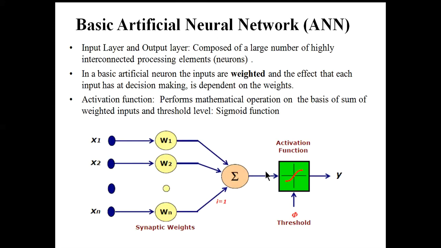Inspired from this fact, the basic artificial neural network structure has been proposed. Here the input section is followed by a weighted section. That means inputs are multiplied by weights. So in the basic artificial neural network, there are weighted inputs, and the effect that each input has on decision making depends on the weight. That means the output basically depends on those weights.